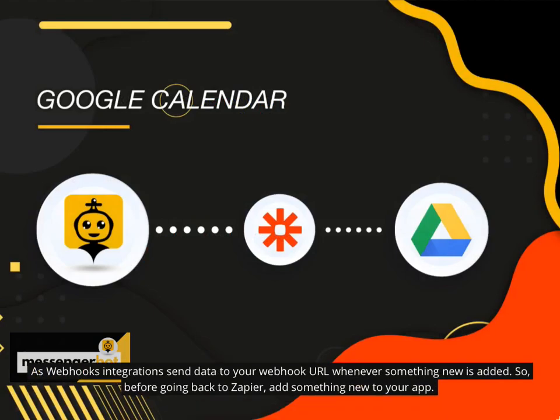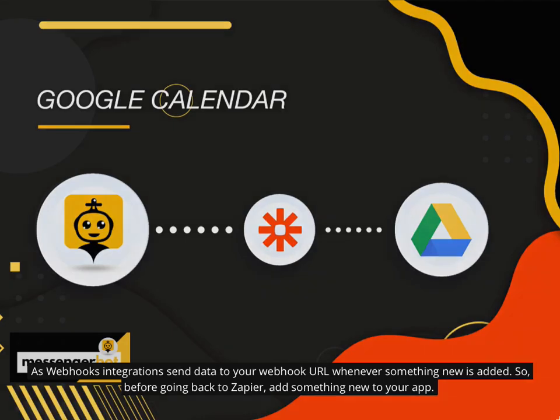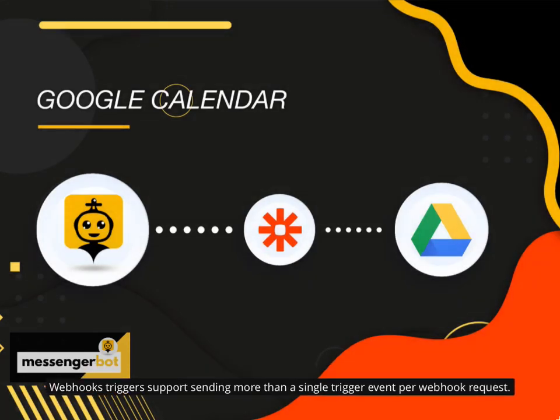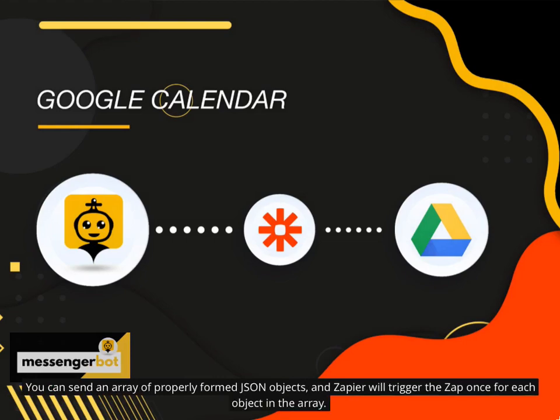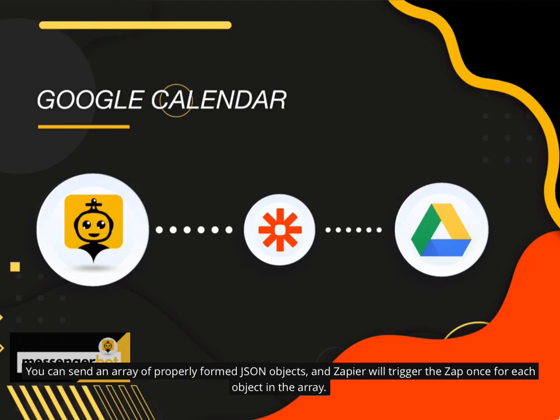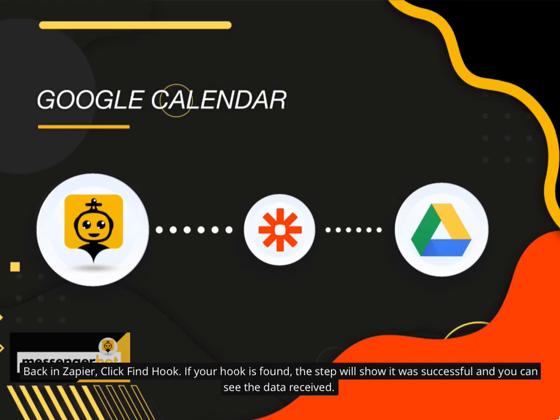Webhook's integrations send data to your Webhook URL whenever something new is added. So, before going back to Zapier, add something new to your app. Webhook's triggers support sending more than a single trigger event per webhook request. You can send an array of properly formed JSON objects, and Zapier will trigger the zap once for each object in the array. Back in Zapier, click Find Hook. If your hook is found, the step will show it was successful and you can see the data received.